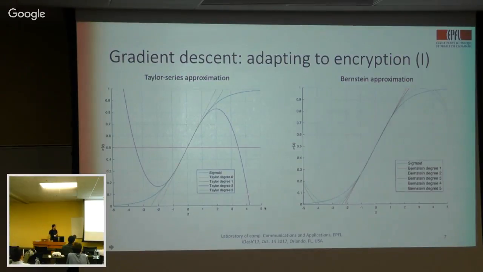And we have checked that, for example, if you plot the approximation for the Taylor expansion between minus 5 and 5, of different degrees of the Taylor expansion, and the Bernstein polynomial expansion, also for different degrees between minus 5 and 5, this last expansion has a much lower error uniformly across the interval.